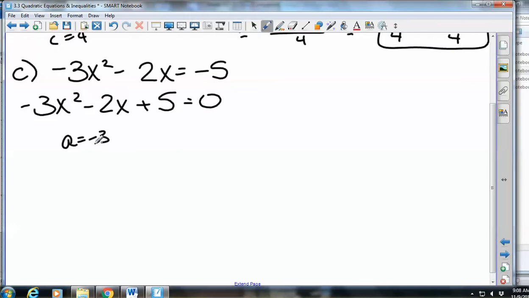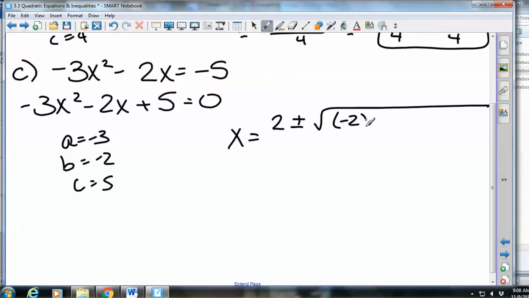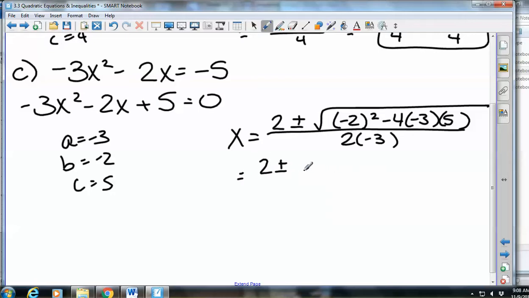So here my A is -3, my B is -2, and my C is 5. So opposite of B, plus or minus the square root of B squared minus 4AC all over 2A. Okay, so I get 4 minus, when you multiply those you get -60, so that makes plus 60.